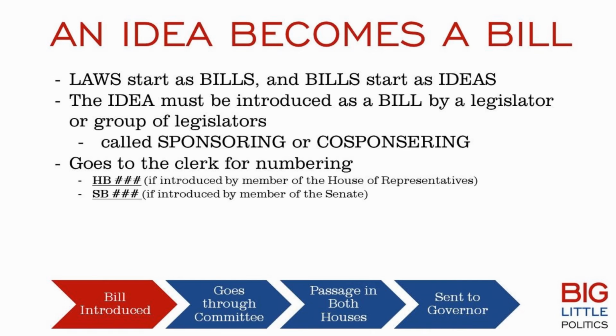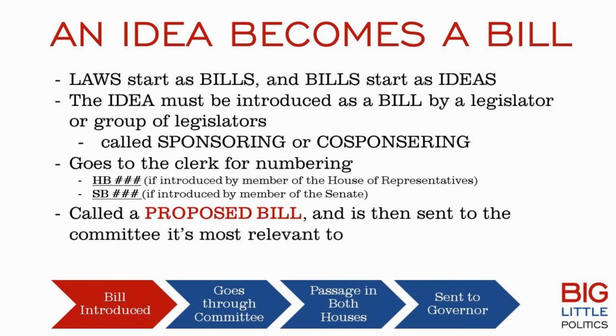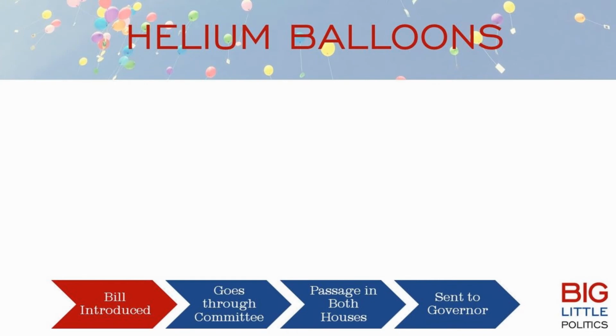After it's introduced by one of these legislators, then it goes to the clerk's office. And again, that is an example of a standing staff, a nonpartisan staff that just works in the state legislature, and they'll number it. So if it's introduced by a member of the House of Representatives, it'll start with HB and then have a number. And if it's introduced by a member of the Senate, then it's just SB and then that number. And at this point, it's called a proposed bill. It's been proposed, and it's then sent to the committee phase.